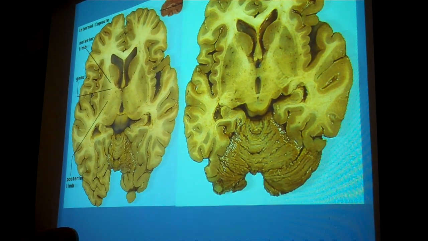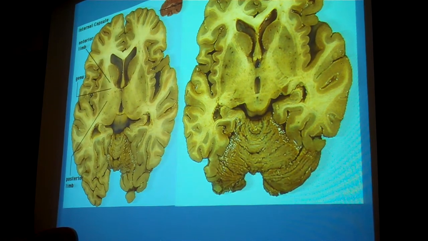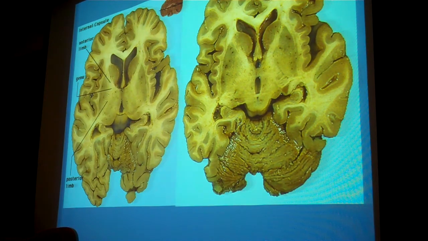You can also get it with high bilirubin levels, as I recall. With high what? High bilirubin, the babies that are born with yellow skin, jaundice. If it gets too high, that can cause damage. The same type of damage. Yeah, you can damage the basal ganglia.